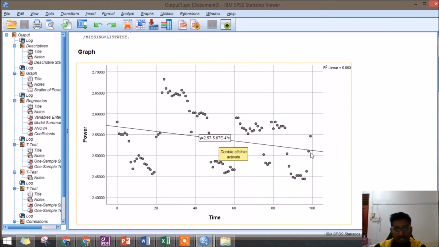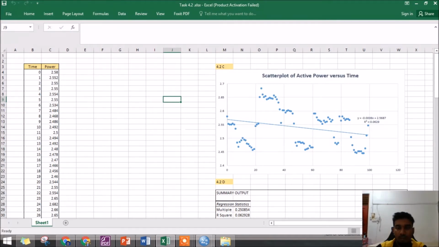After that, for the graph of the scatter diagram and regression line, this equation represents the regression line for this scatter plot. From this equation, we can obtain the intercept, which is 2.57, and the slope, which is negative 5.67 times 10 to the power of negative 4, for this regression line model. Then, to identify the correlation, we see the R-square value of 0.063. Besides, we also obtain the same regression line equation and R-square value in Microsoft Excel software for the scatter diagram and regression line model. That's all for me.